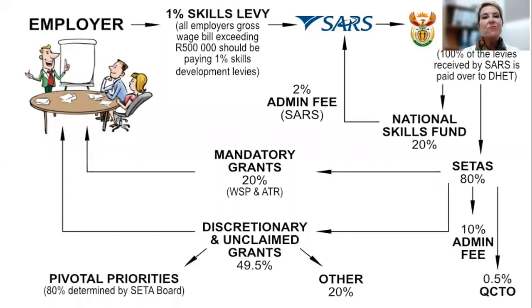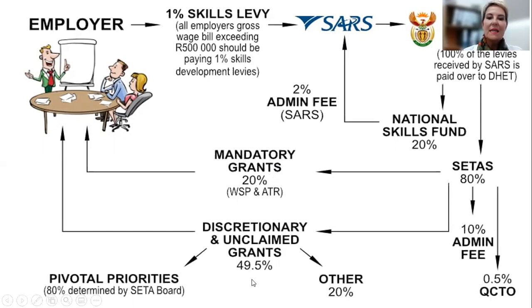And then 0.5% goes to the QCTO. Now, out of the 80%, 20% goes to mandatory grants, and this is where we can access it. So if you submit a properly well thought out workplace skills plan and you report on your training of the previous year, showing what you have actually implemented via your workplace skills plan, you have access to 20% of mandatory grants.